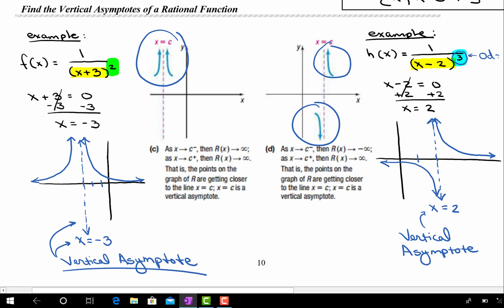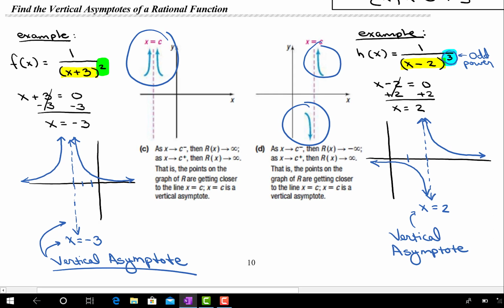Notice how the multiplicity of this one, h of x, is odd. It's an odd power. That means it's an odd multiplicity. And then we have the one over here on the left where we had x plus 3 quantity squared, which is an even power. That means it's an even multiplicity, right? So as I was reading this C part where it said, as x approaches C from the left-hand side, then r of x is going to approach infinity.